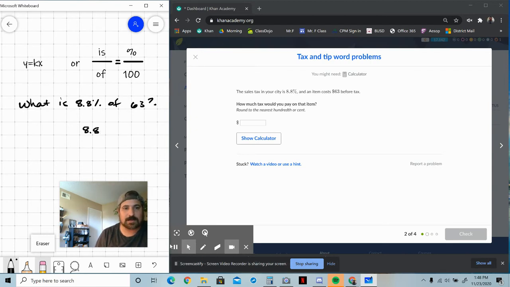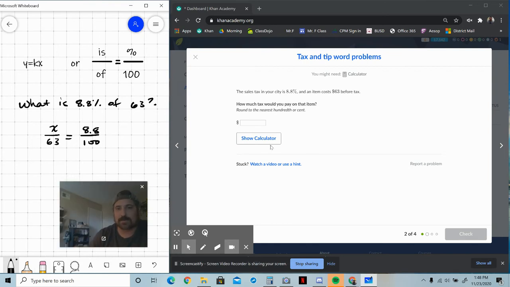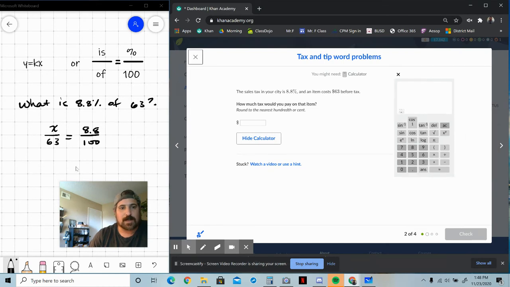We can say that the percent is 8.8 over 100, 8.8%, and it's out of 63. So we're just figuring out what is the out of 63. That's equal to 8.8 out of 100. And when you solve this one, it's very nice on a calculator. You just grab a calculator and do the cross product.